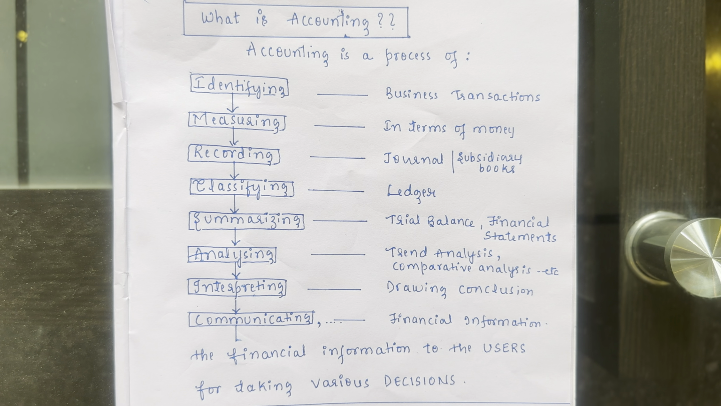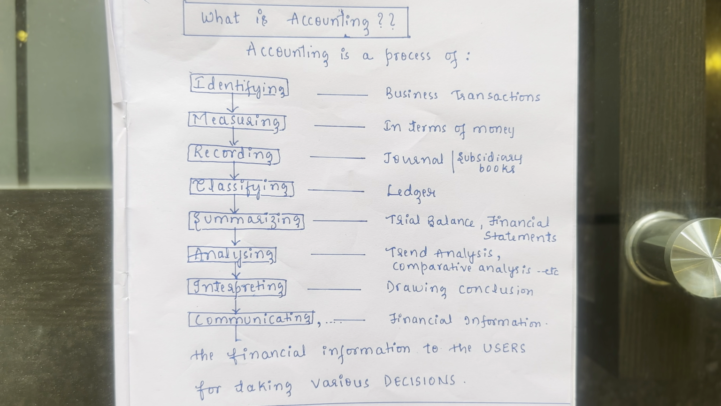Identifying. Identifying means what? Here we need to identify business related transactions. That means the owner's personal transactions are not recorded. Let us say you are the owner and you have the business. You're going out for attending some party or a family function. There, you spend around 10,000 rupees. That is your personal transaction. That will not be recorded in the books of accounts which is maintained in the business. Here only business related transactions will be recorded.